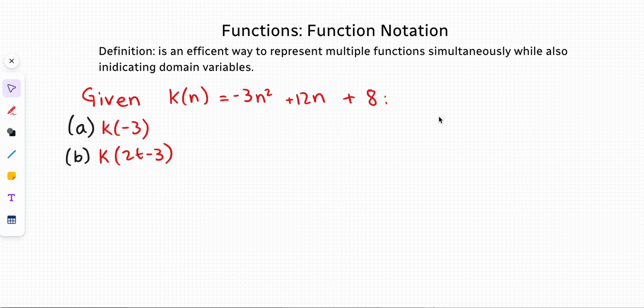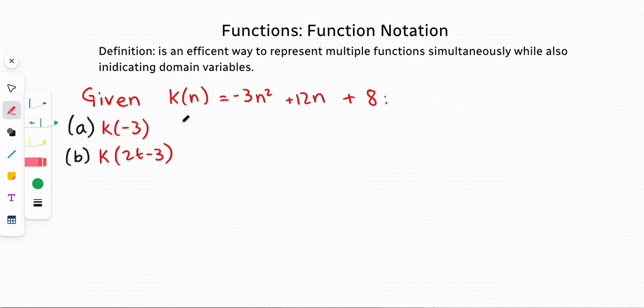In today's video, I'm going to be continuing my discussion on functions. In my previous videos, I discussed how to identify functions given a relation and some characteristics of functions. In today's video, we're going to be discussing, well, how do you express functions? And the answer to that is function notation. Function notation is a very efficient way to represent multiple different functions simultaneously while also indicating their domain variables, which is just their x values.